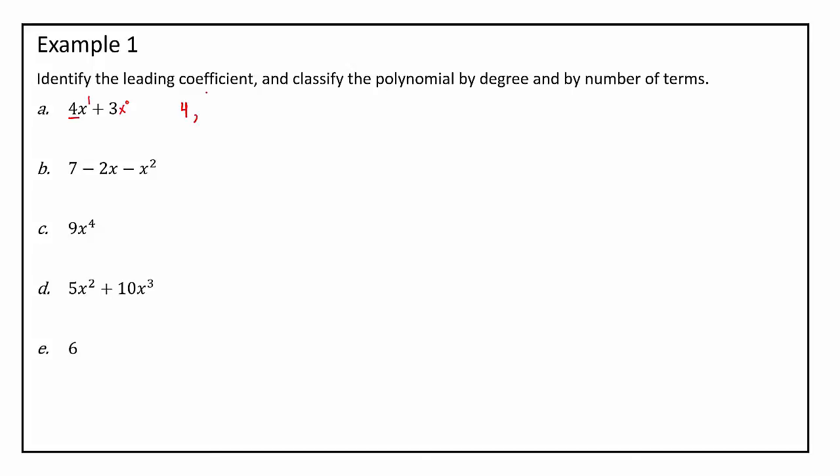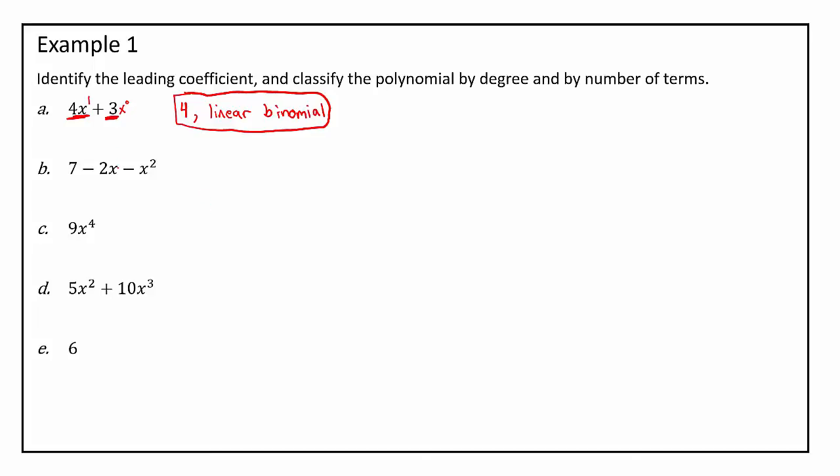If it wasn't in standard form, we would rearrange it into standard form so that we could see what the leading coefficient is. If we classify this by degree and by number of terms, the largest exponent is 1, which means that this is linear. There are 2 terms here. This is our first term, and this is our second term, and so that makes this a binomial. So together, that makes this a linear binomial with a leading coefficient of 4.